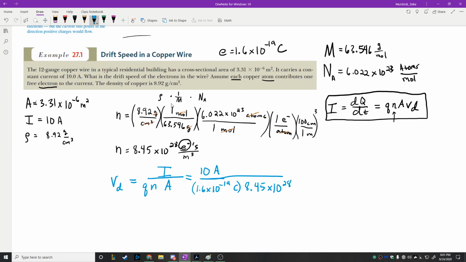.45 times 10 to the 28 charges over meter cubed. So we'll just put over meters cubed, because it's really just a number of electrons. The electron is not a unit. And then times the cross-sectional area, 3.31.